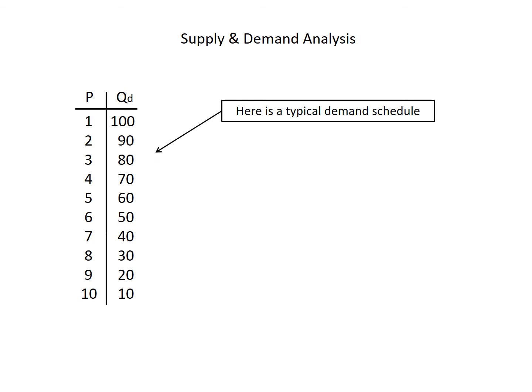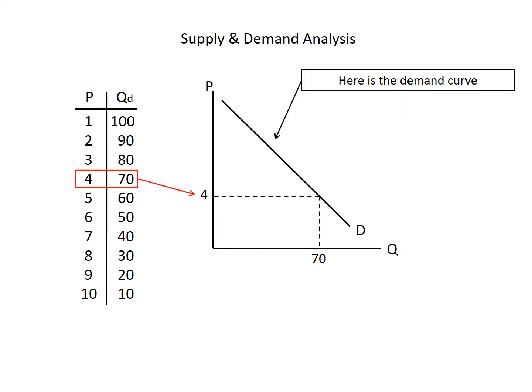Here's a typical demand schedule. This particular one, as you can see, happens to be linear, just for purposes of simplicity, and like all demand relationships, it is inverse. Here is the demand curve that shows this relationship on a graph. We call it a curve even though the function is linear because it's just easier to say than function.